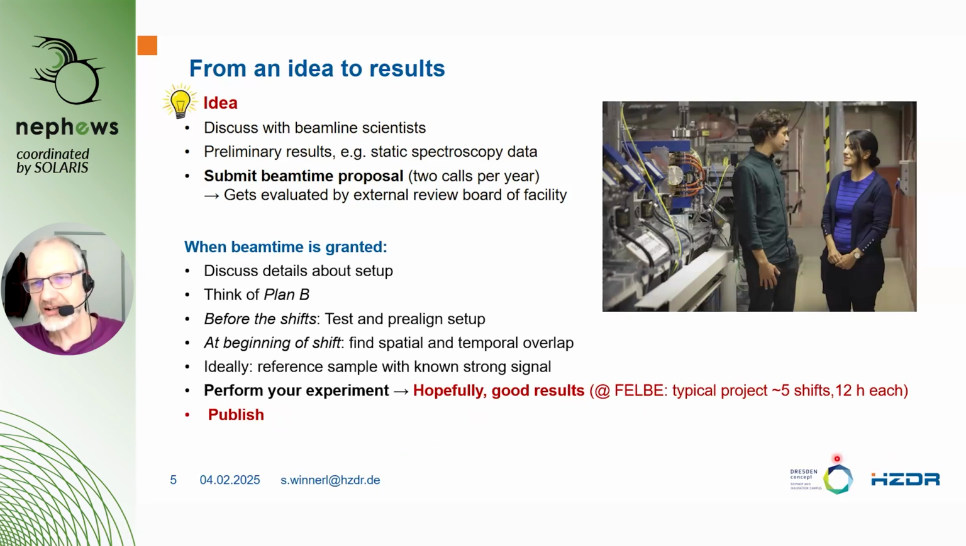So a typical campaign at the Felbe facility would be something roughly like 5 shifts, and each of them 12 hours. And if this works well, this can already give a very good paper.